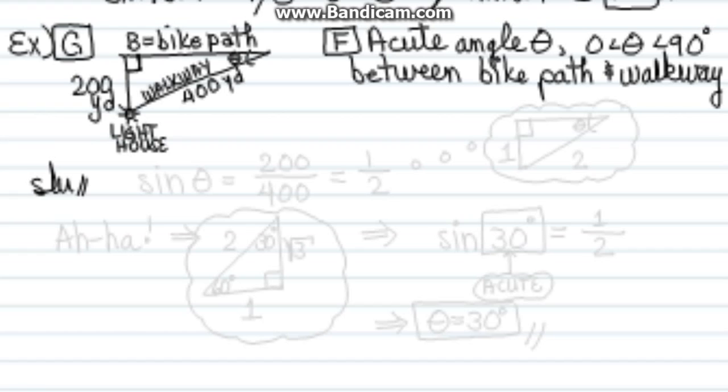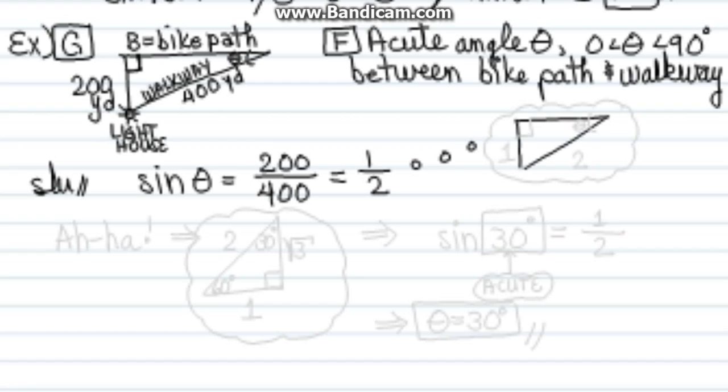So since we know those two sides and we don't know the other leg, B, the bike path, let's use the sine function. That makes the most sense. Sine of theta equals the opposite over the hypotenuse, 200 over 400, which simplifies to 1 over 2. Okay, so if it's 1 over 2, I know a nice triangle that has a sine of theta 1 over 2. That's the situation I have.